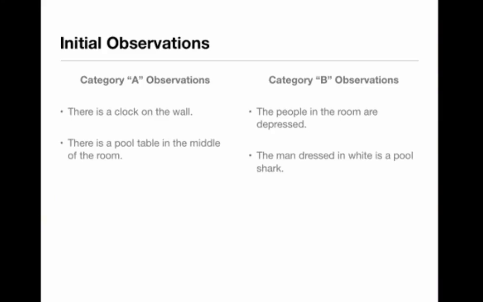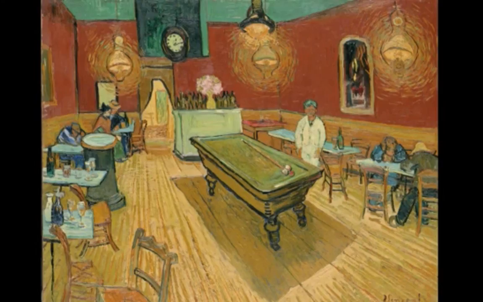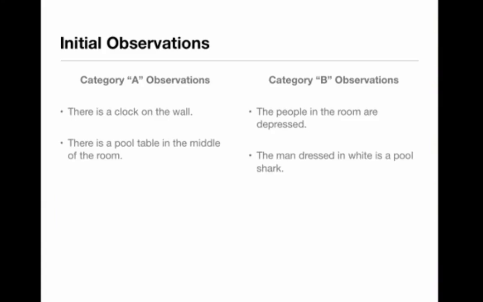The first thing that you need to do is to take that list of 30 facts and divide them up between the two types of observations. In this case, we are using two categories. We haven't labeled them yet. But in category A, I'm saying that there's a clock on the wall and that there's a pool table in the middle of the room. I'm going to flip back, and you can clearly see the clock in the top left and the pool table, which is in the dominant position in the center of the painting.